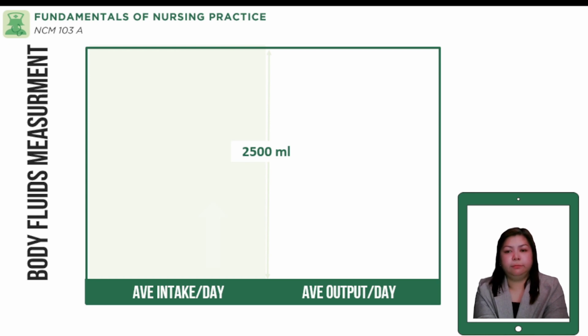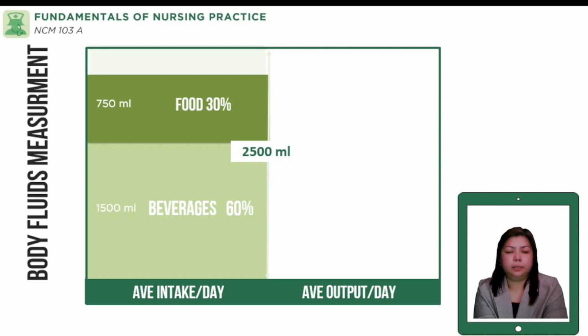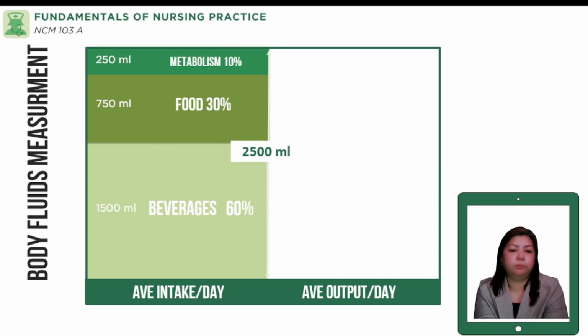For the intake, the average daily water intake for an adult is typically around 1,500 ml. That's around 60%. This can be in the form of beverages like water, tea, coffee, juice, and milk. Next, you have those that come from food. That's around 750 ml. There are water-rich foods like fruits and vegetables. That's around 30%. Water is also produced as a byproduct of various metabolic processes, like the one we discussed during the unloading of carbon dioxide from your blood.